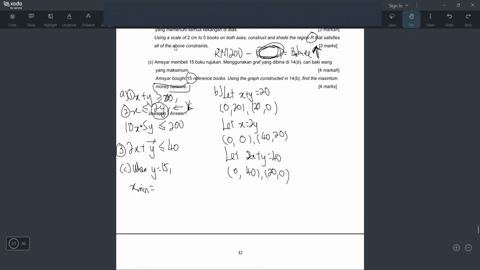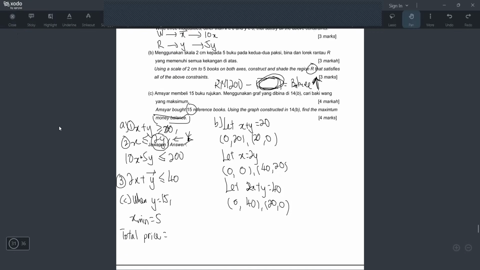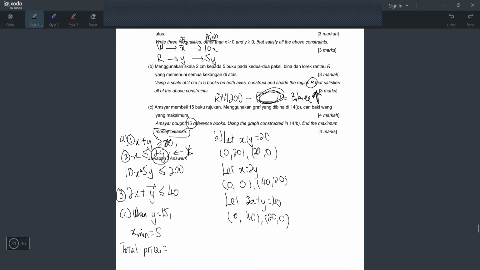After I get my X minimum 5, now I can calculate my total spending money, right? Or you can write total price. Remember the total price is 10x plus 5y. This one, right? 10x plus 5y. So it will be 10 bracket x plus 5y. The x is 5, the y is 15. So now what do you get? Let's press the calculator. 125. But this is not the answer.